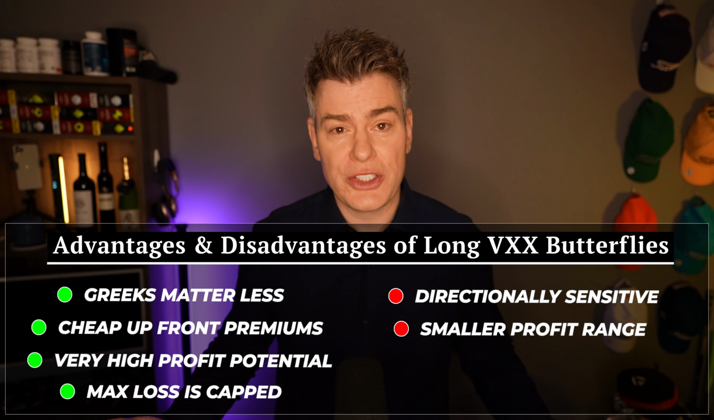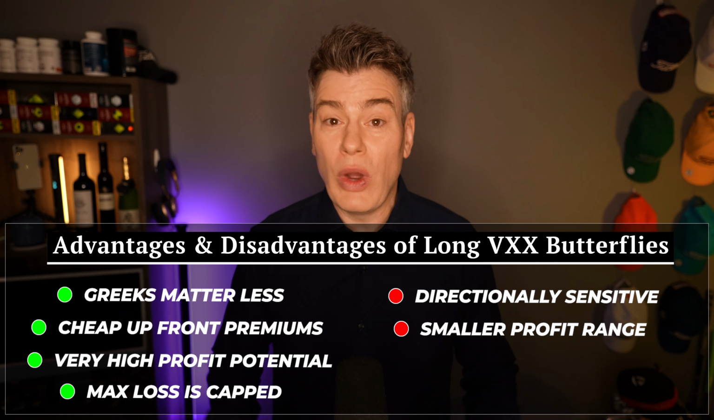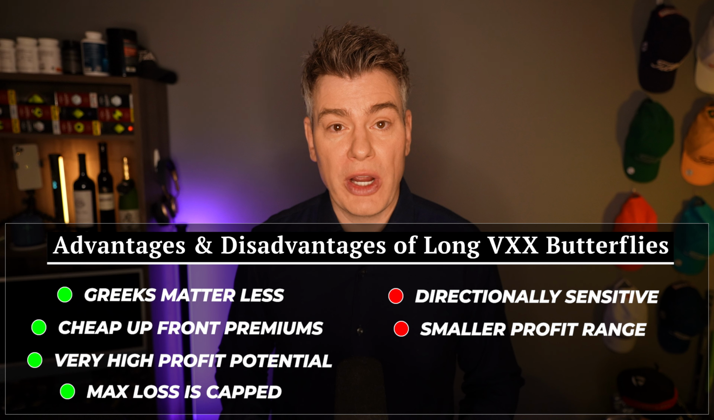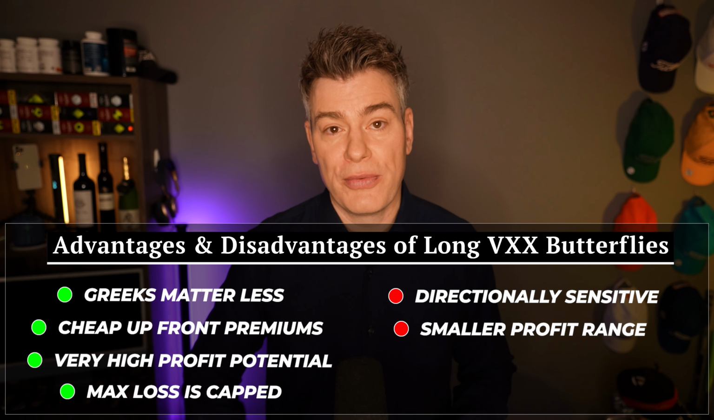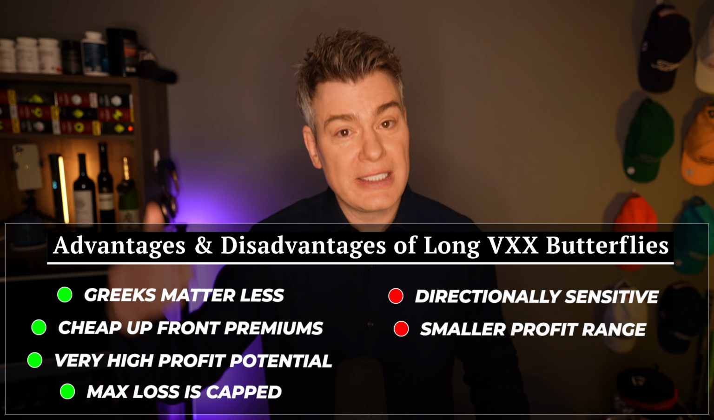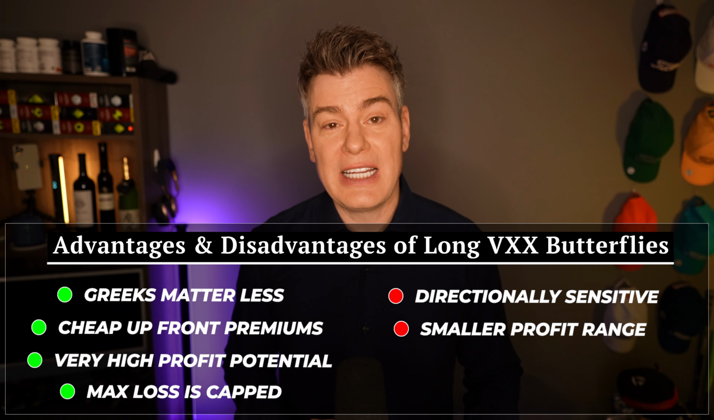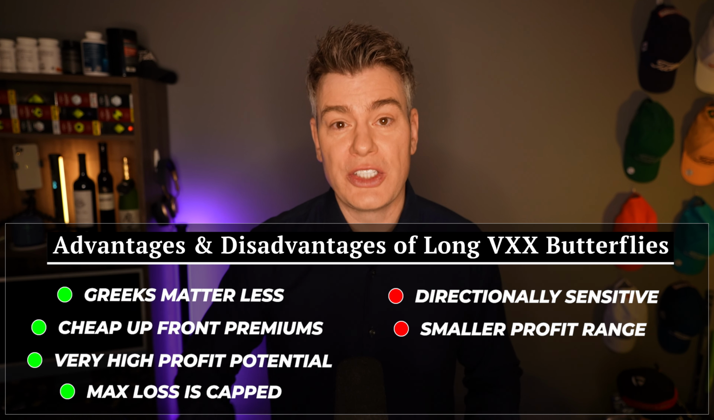The only real disadvantage here is the same thing we've been talking about before. When you pay a debit to open an option spread, you do have to overcome that upfront premium. With directional butterflies that are out of the money, you do need the VXX to go down, otherwise you're just going to eventually lose your premium.